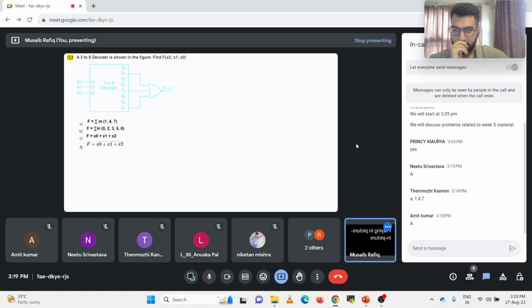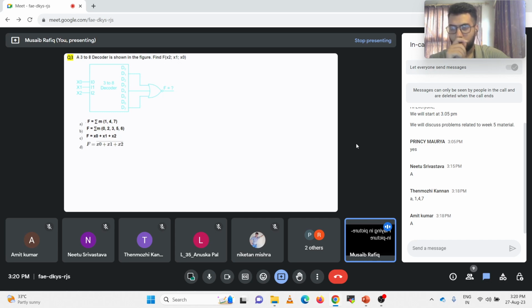If you quickly look at this question, you'll just say output pins D1, D4, D7 are connected to the gate. So 1, 4, 7, what is it? 147 will be your answer, minterms 147. But if you carefully examine the output, the gate that is connected at the output is not an OR gate, it's a NOR gate. So 147, which seems to be a simple answer, is not the correct answer to this question.